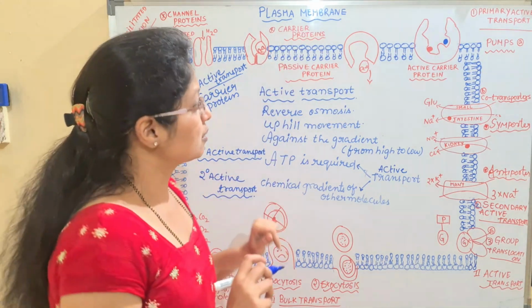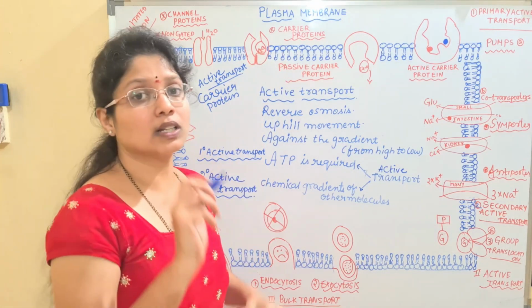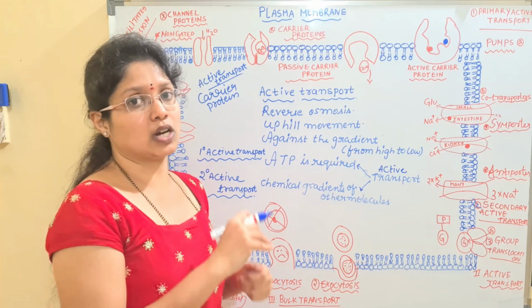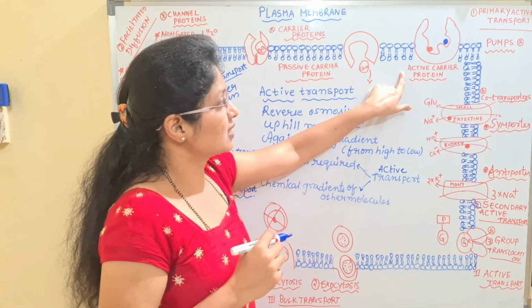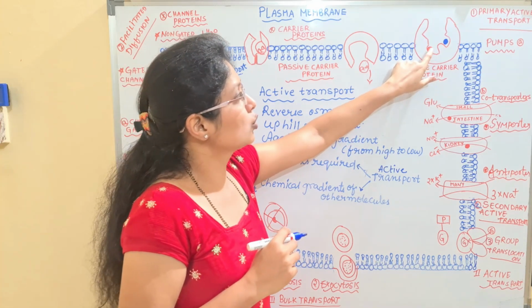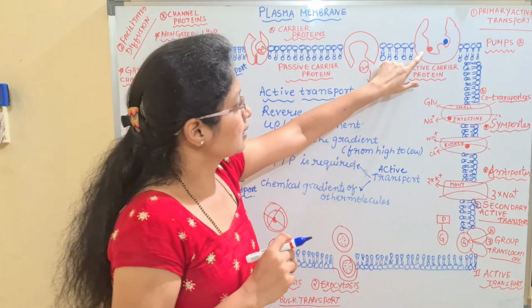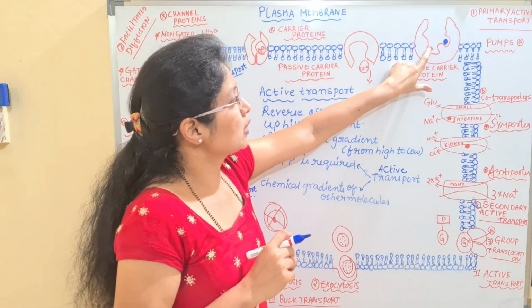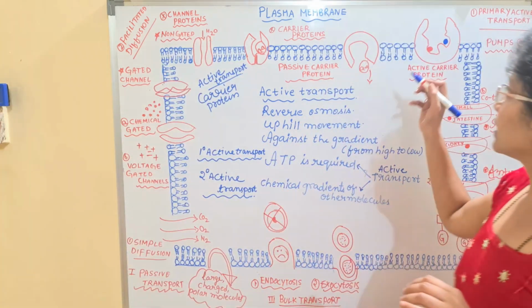If you closely observe the diagram, here I have given one site of attachment for the carrier protein in the passive transport. But what about the carrier protein which I have mentioned as active carrier protein? Here you have two sites. I have mentioned two sites, children. Look at this: one molecule I have marked in red and the other molecule in blue. So look at the structure carefully.